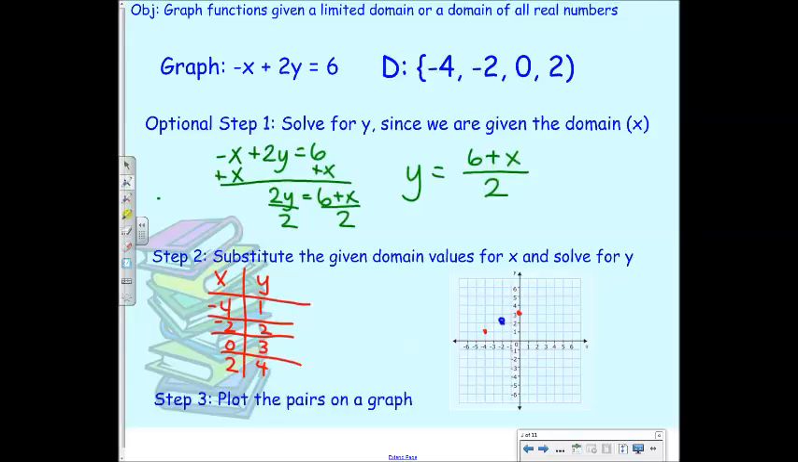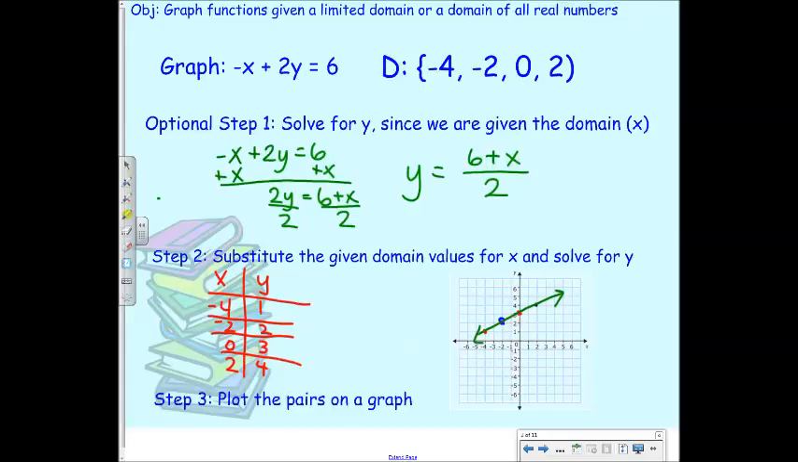Okay, good. And now that you've got them graphed, what should you do? You should probably connect them. And you'll notice that these make a what, Matthew? They make a line, so this function is linear. This is a linear function, all right?